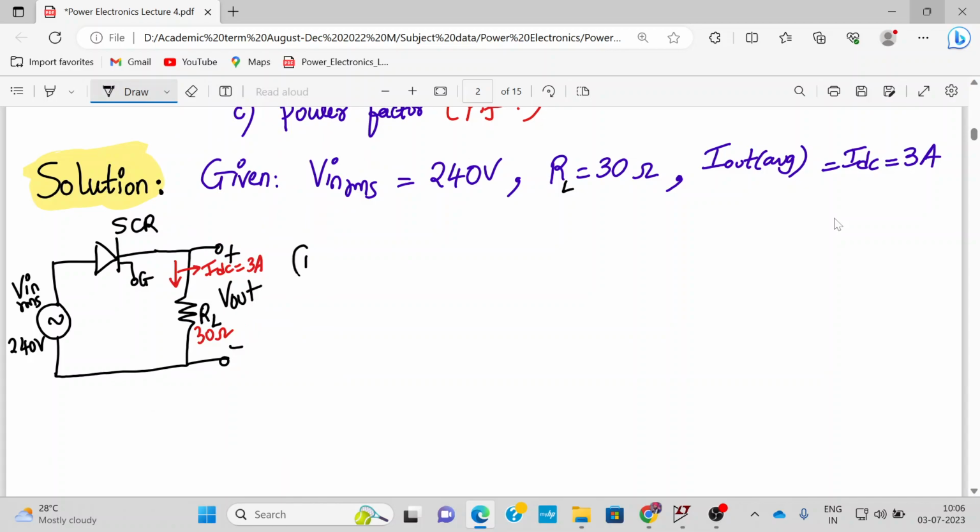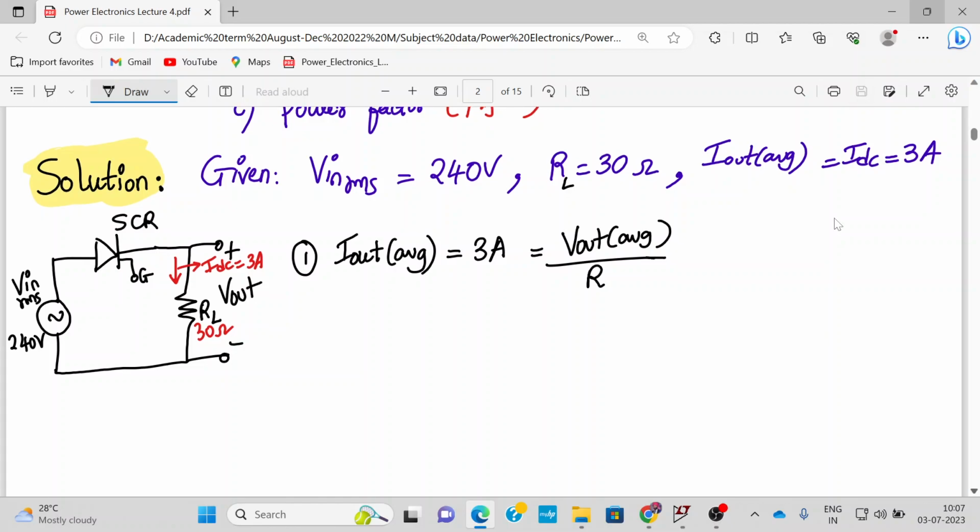So first of all, let us write what is given to us. I out average is given to us. Its value is 3 amperes. But I out average, another formula will be given by V out average divided by R. All right. So that's the value of I out average. It's V out average divided by R. We can write this only because it's a resistive load.